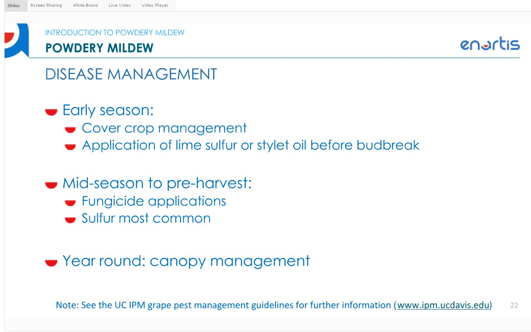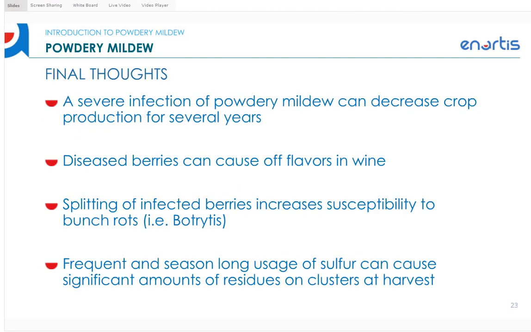So final thoughts on powdery mildew. Severe infection of powdery mildew can and will decrease crop production for several years. This is even without further infection in the following years. Diseased berries can cause off flavors in the wine. Lauren will get more into this. Splitting of infected berries increases the susceptibility to bunch rots, such as botrytis, so oftentimes when you get a severe infection of powdery mildew in the vineyard, botrytis is not far behind.